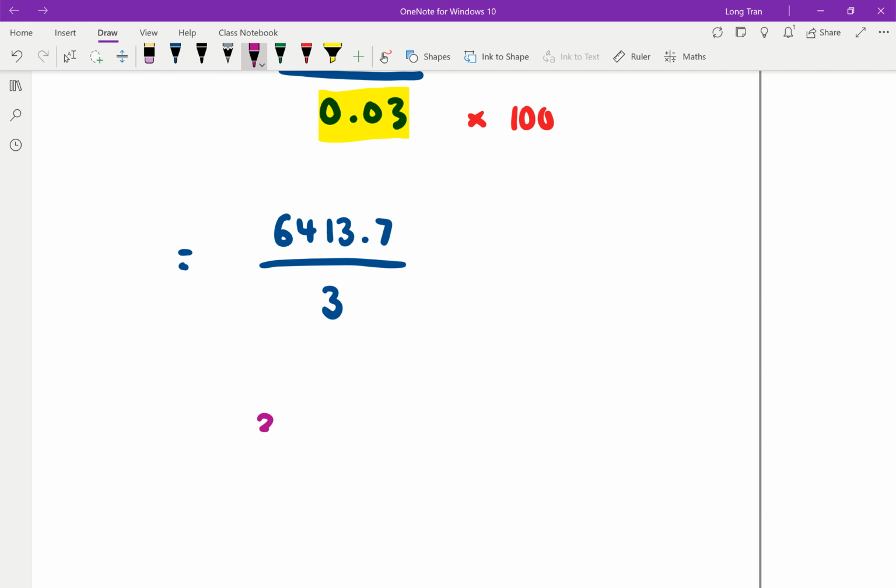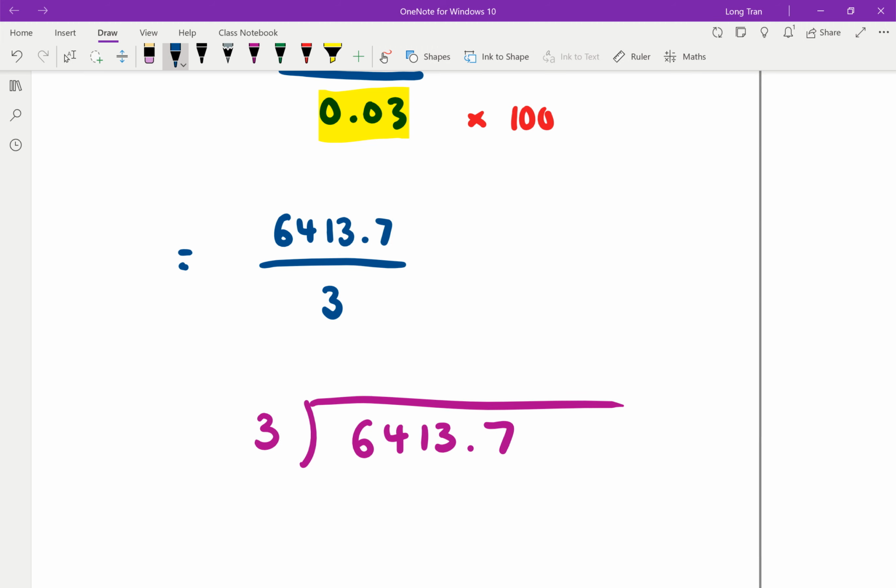I need to find out how many 3's fit into 6,413.7. Well, 3 goes into 6 twice. I'm just going to change the color. And then how many times does 3 go into 4? Well, 0 times. So then I take the next column and say, what about 4 and the 1? That makes it 41. So how many 3's fit into 41?